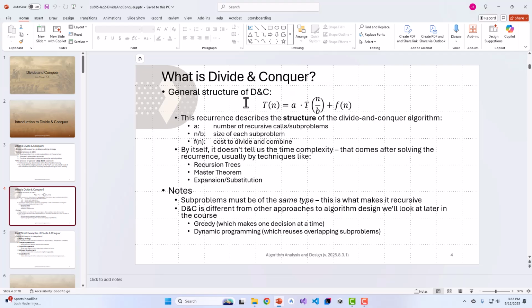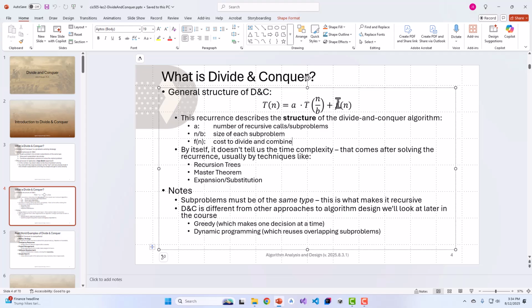So the general structure of a divide and conquer algorithm looks something like this: T(n) = a times T(n/b) plus f(n). Now let's go over what this means. This recurrence describes the structure of the divide and conquer algorithm. The a would be the number of recursive calls or subproblems. The n over b, which is part of this T here, is the size of each subproblem. And then the f(n) is the cost to divide and combine. So this f(n) really is the stuff that doesn't involve recursion itself.